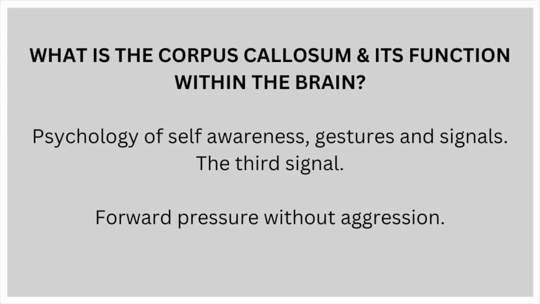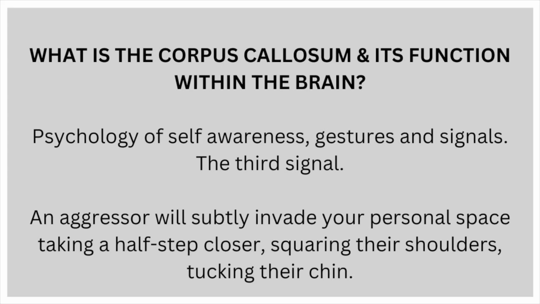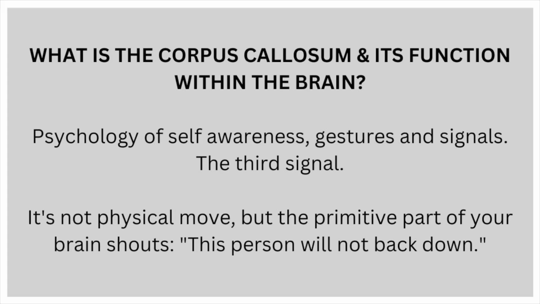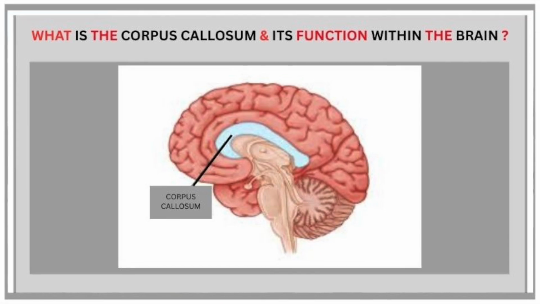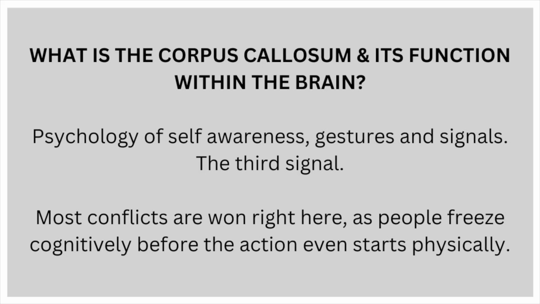The third signal. This is forward pressure without aggression. An aggressor will subtly invade your personal space, taking a half step closer, squaring their shoulders and tucking their chin. This isn't a physical move, but the primitive part of your brain shouts, this person will not back down. Most conflicts are won right there, as people freeze cognitively before the action even starts physically.